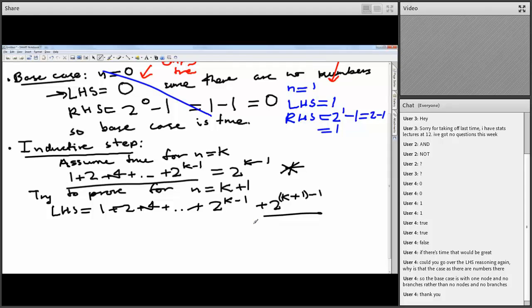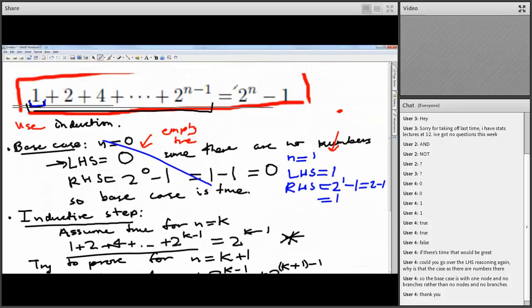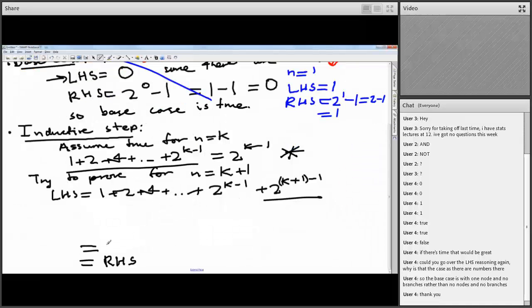That's our left-hand side. So what I want to do is say afterwards that it's equal to the right-hand side. That's what I want to try to say. And sometimes it's useful just to think what that's going to look like. The right-hand side normally is 2 to the n minus 1. So if I just plug in n equals k plus 1 into that, that's what the right-hand side should look like. So that's what I'm aiming for. It's good to have in your mind, even if you don't write it down, at least what you're aiming towards. That will help you get there.